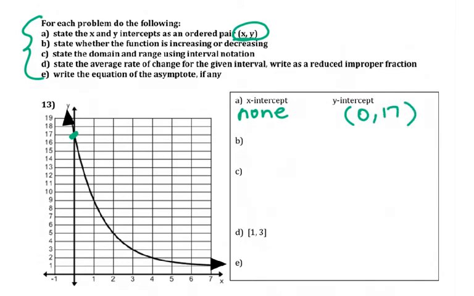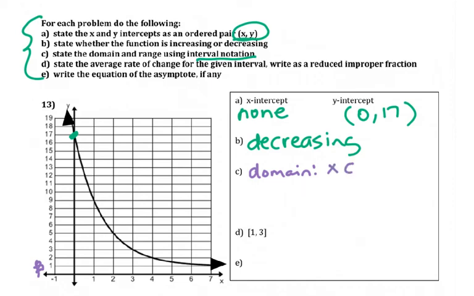Okay, B, state whether the function is increasing or decreasing. Starting at the left, it goes down, so you're going to say decreasing. Do not just write D, write the word. C, state the domain and range using interval notation. So the domain, because it's exponential, if you remember I told you, think about the little guy walking along the sidewalk. There's always a graph, and that's going to be all real numbers. So you're going to say from -infinity to infinity.